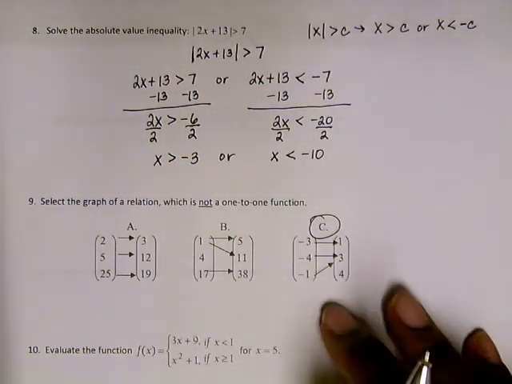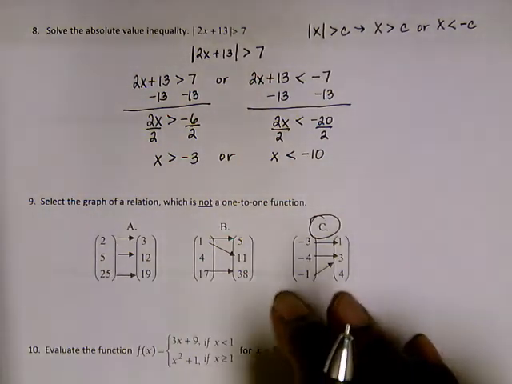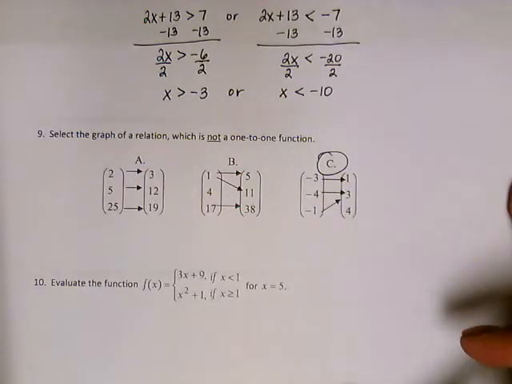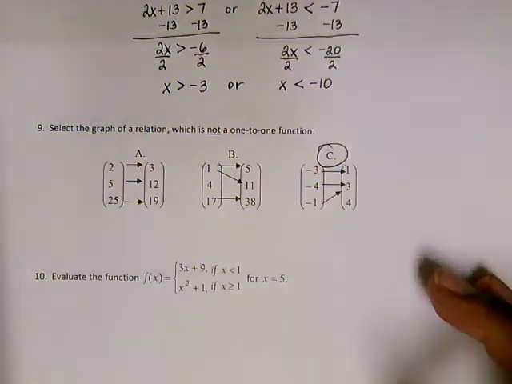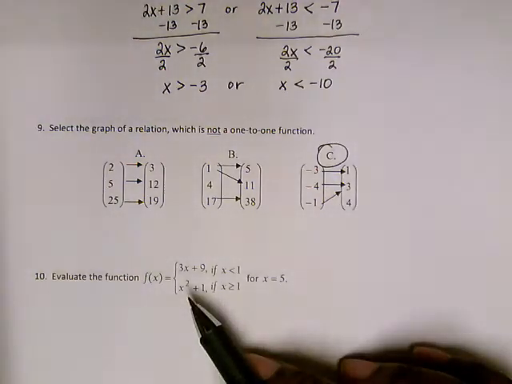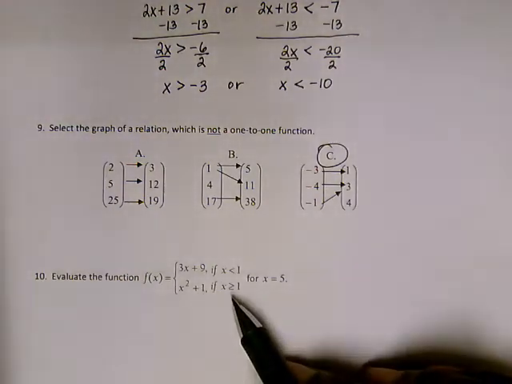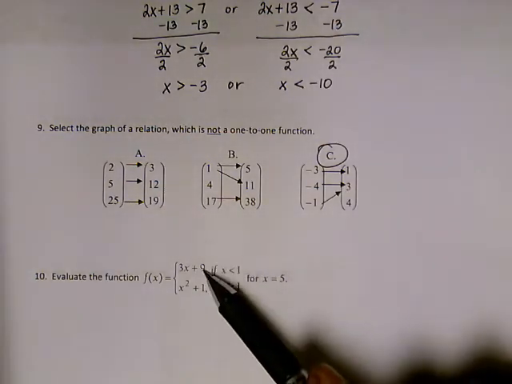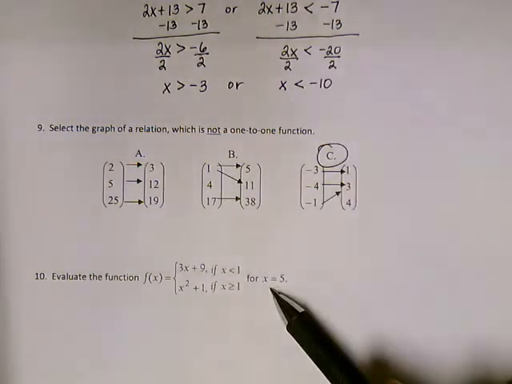All right, problem number 10. Evaluate the function f of x equals 3x plus 9 if x is less than 1, or x squared plus 1 if x is greater than or equal to 1. So you're going to be evaluating this piecewise function when x is equal to 5.